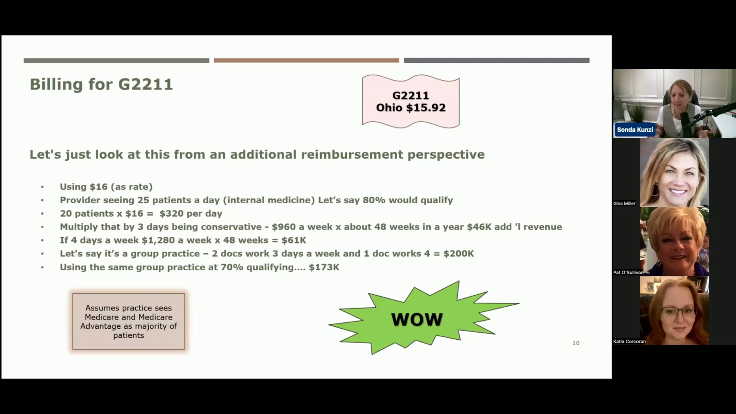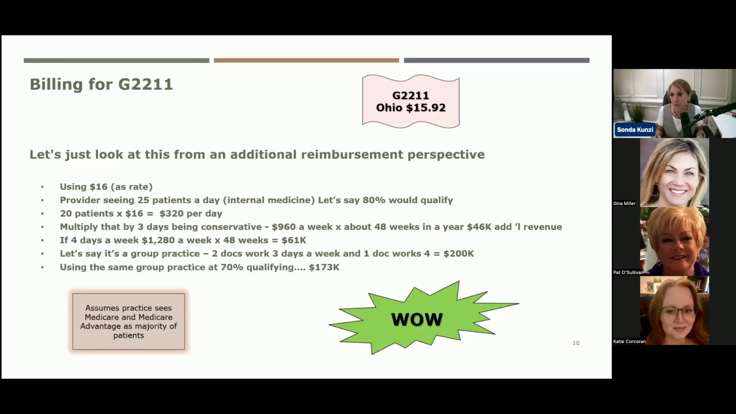Why? You shouldn't. Even if we said, let's take the one that works a 4-day week, $1,280 for that week times the 48 weeks is another $61,000. You know what that could represent? Another resource in your office that you're so sadly in need of, right?